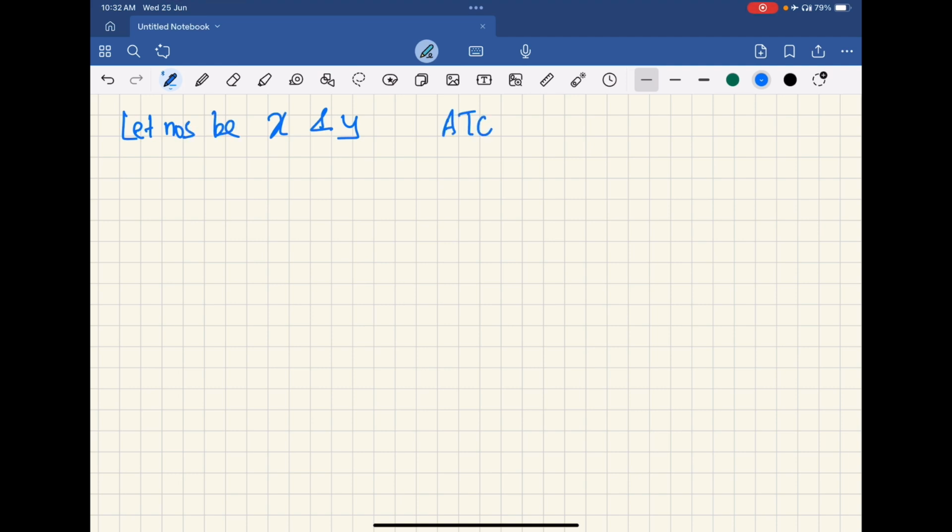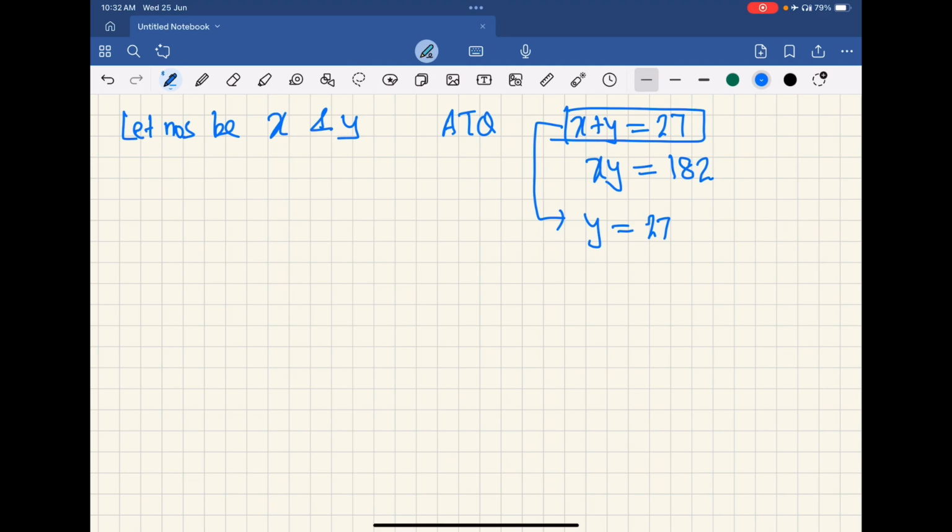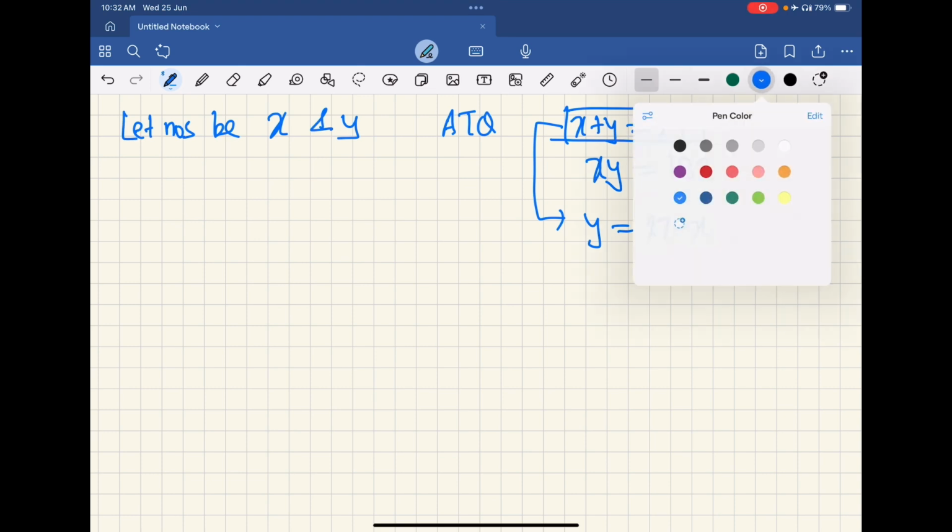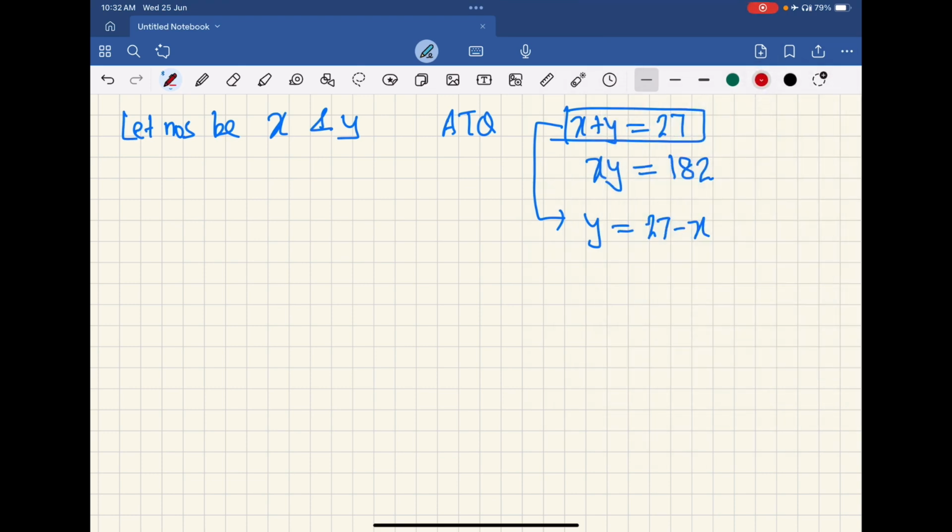Now according to the question, their sum is 27. So x plus y equals 27. And the product, x into y, is equal to 182. In order to create a quadratic equation, what can we do? You go to the first equation and say y equals 27 minus x. You could have said x equals 27 minus y, that is also perfectly okay. We just have to follow the process, either way. Now this value of y, which is 27 minus x, we will replace here.